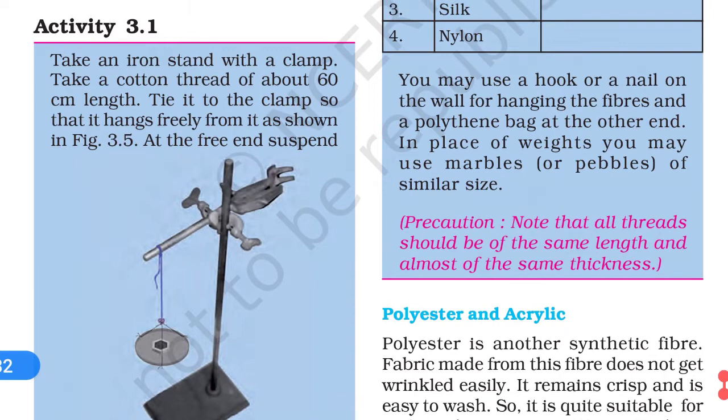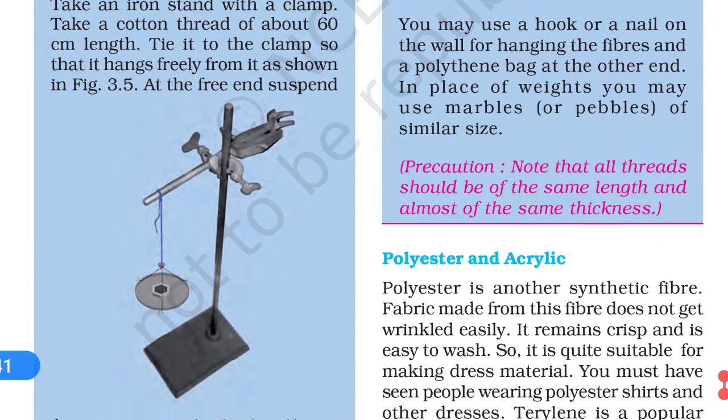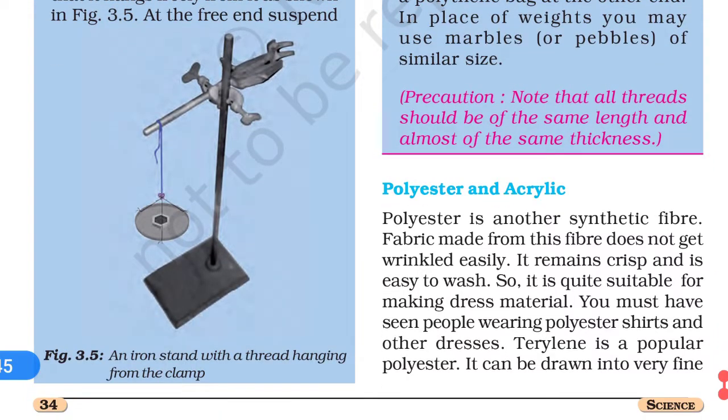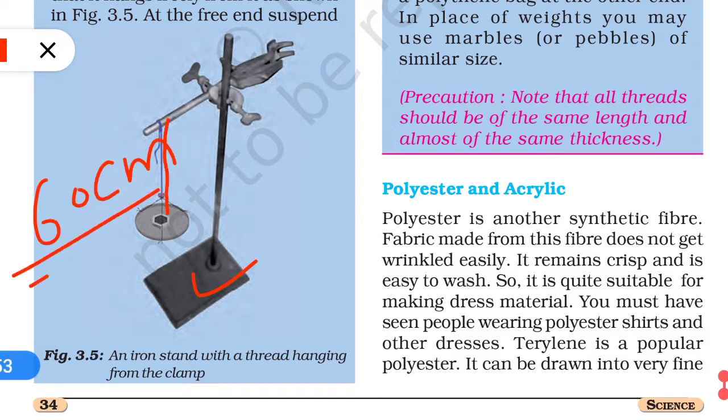By the activity number 3.1. If you want to check which fiber is stronger, you can perform this activity. So how can you do it? For example, you can take a stand like this and tie a thread of around 60 centimeters to the stand, and at the free end of the thread you can tie up the weight.